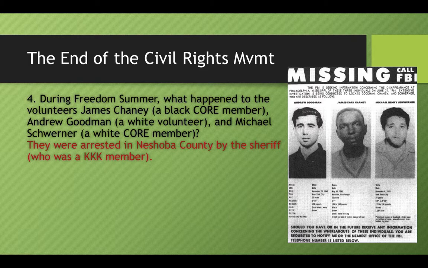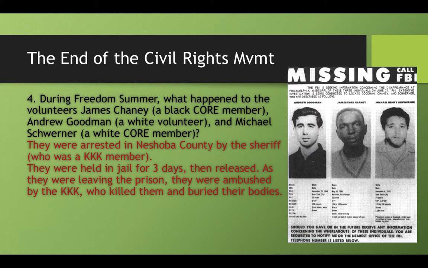They were arrested in Neshoba County by the sheriff. Now, the sheriff just happened to be a member of the Ku Klux Klan, so obviously he was not a big fan of what was happening with Freedom Summer. These men were held in jail for 3 days, and then they were finally released. And you might say, well, that's a good thing. They were finally released, but then, as they were leaving prison, they were ambushed by the KKK. A lot of people think the sheriff might have tipped them off, saying, hey, this is when we're releasing them, this is where to find them. But they were ambushed by the KKK, who killed all three of them and buried their bodies.